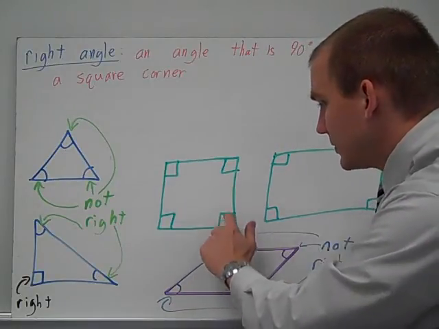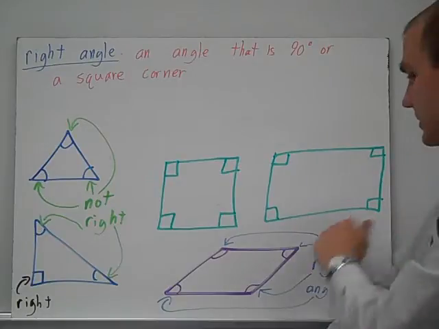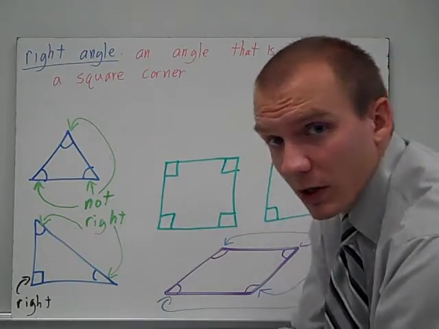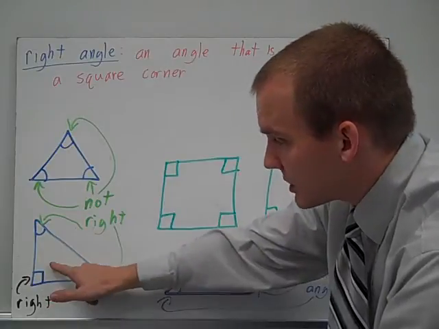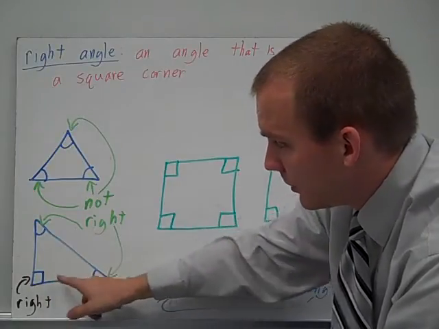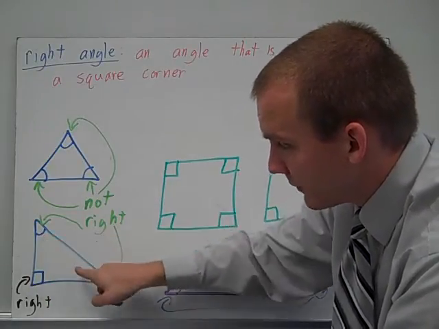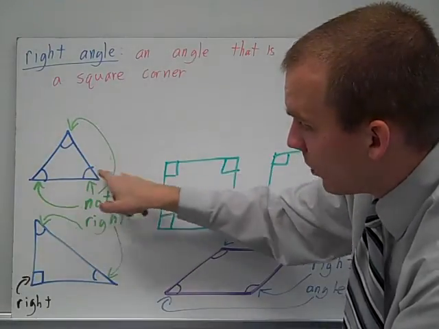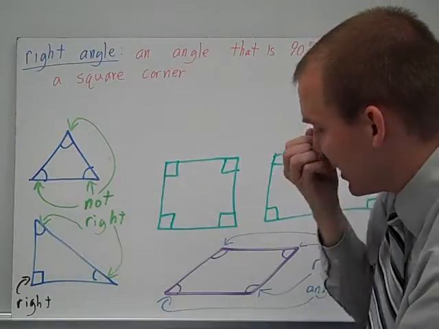These here are right angles in the square and in the rectangle. But it's not just in squares and rectangles that you might see a right angle. You could see one in a triangle. This triangle has a right angle in the corner, but note that the other two angles aren't perfect squares, so they're not right. But here's a triangle with no right angles. None of those angles are right.